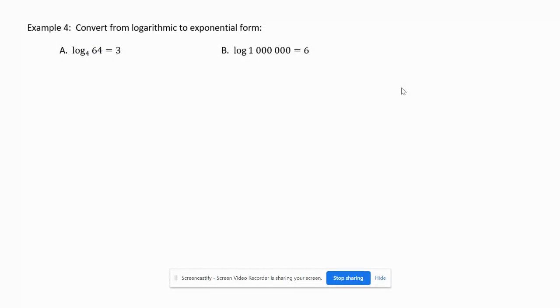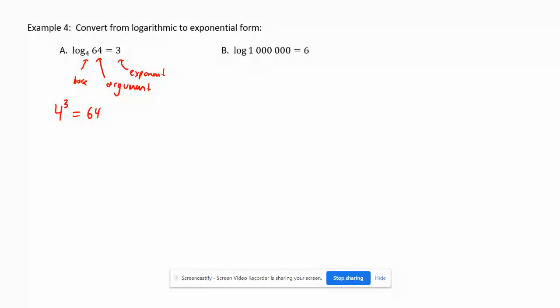Example 4, same thing, just going the other way around. First one means, so here's our base, our exponent, our argument, 4 to the power of 3 equals 64.